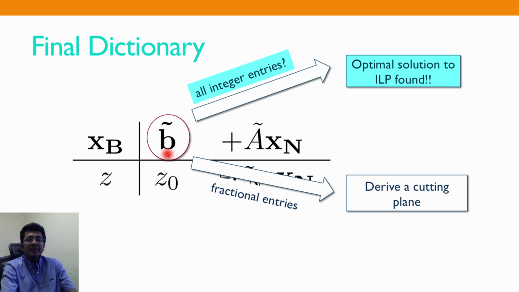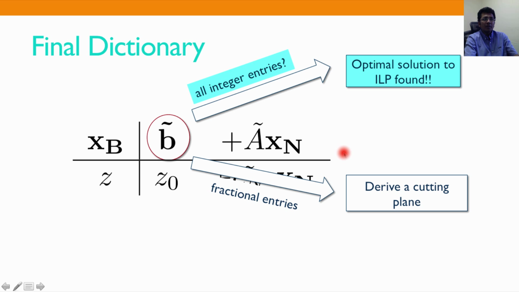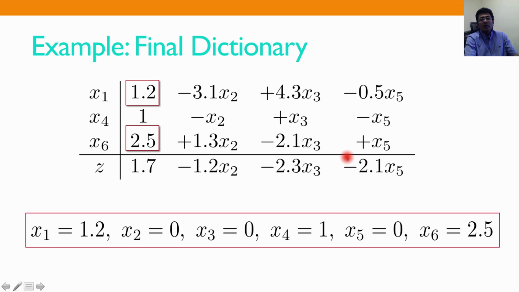On the other hand, if b tilde has fractional entries, we are going to now derive a cutting plane by looking at this final dictionary. The cutting plane is going to come up. Let us see how that works. Here is an example where I directly jump to the final dictionary. The starting parts of the example are not important to me. Let us directly jump into the final dictionary. We will do a complete example from start to finish in the next lecture.